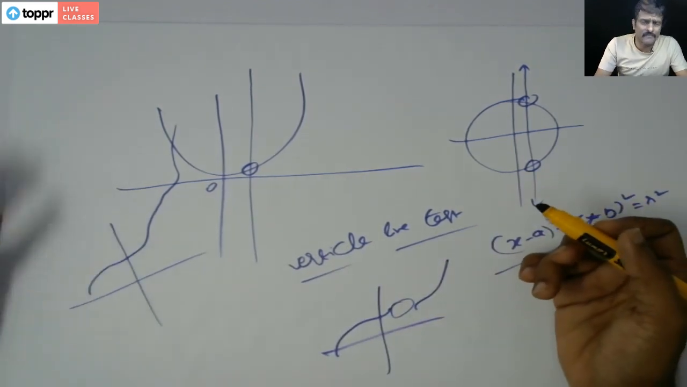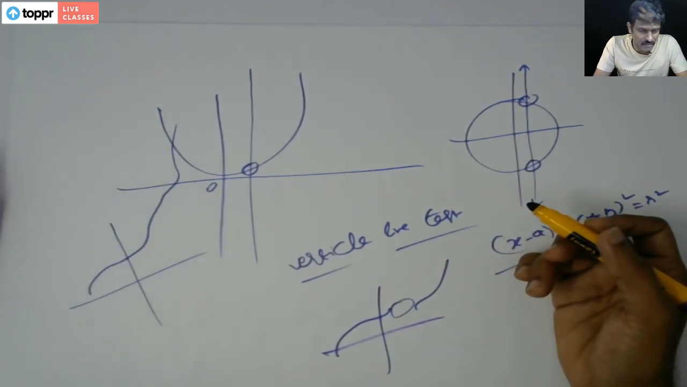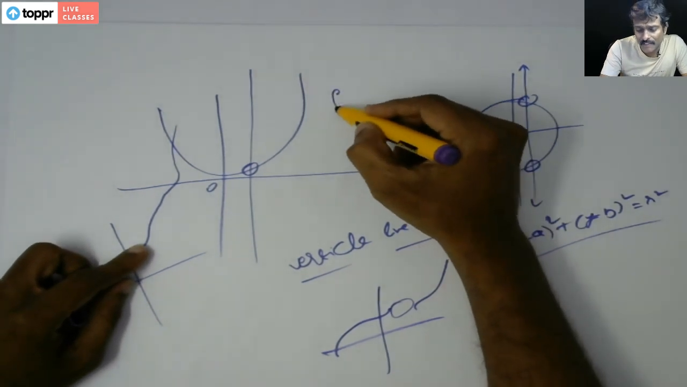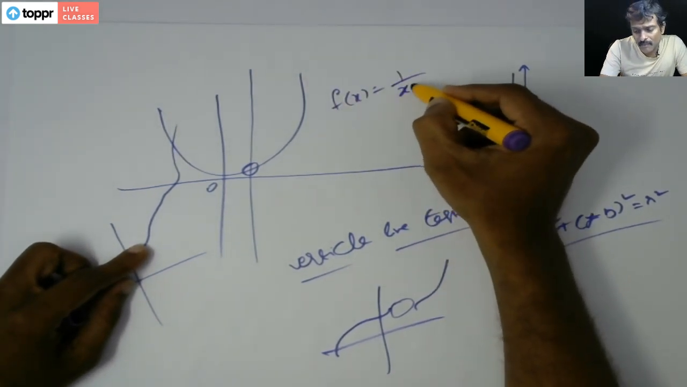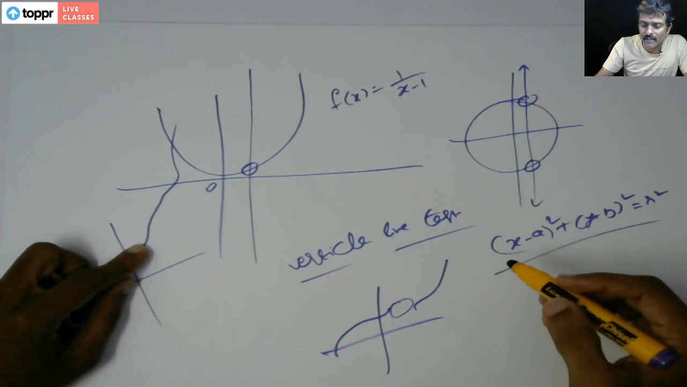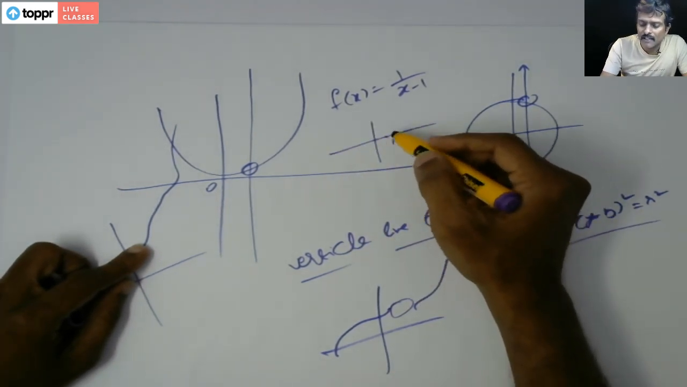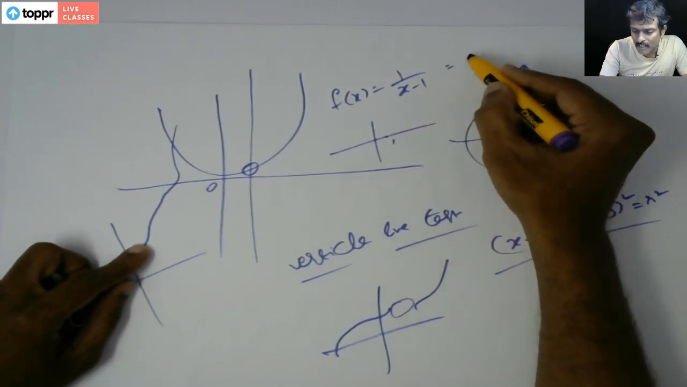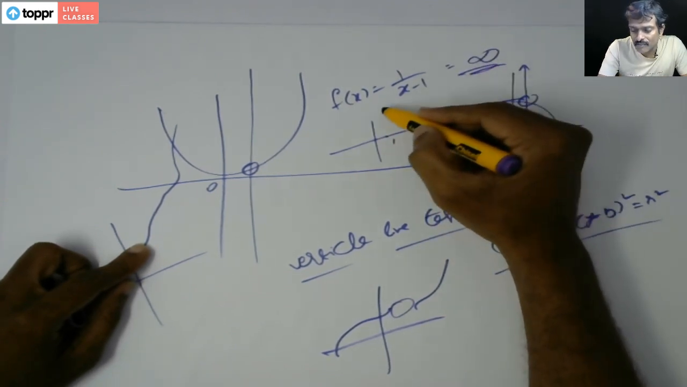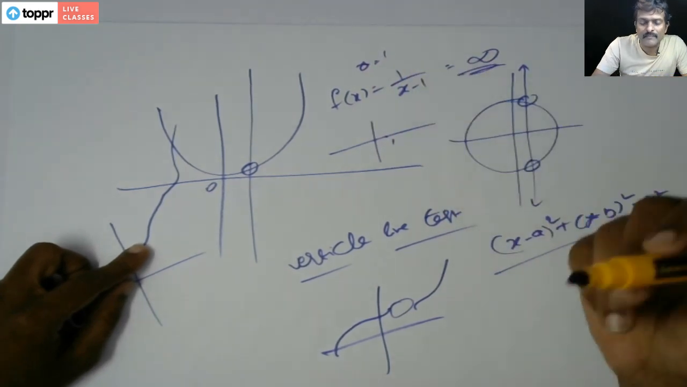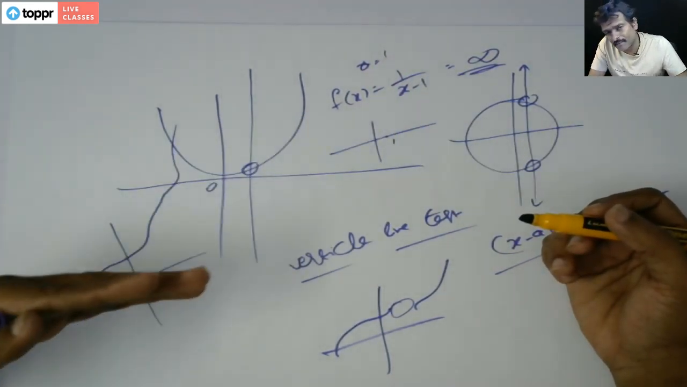So there are types of discontinuities, like the asymptotic discontinuous function. For example, if I take f of x is equal to 1 by (x minus 1), this graph at x equal to 1 has a discontinuity, because when x becomes 1, the value of the function becomes infinite, because it's not defined at that point.